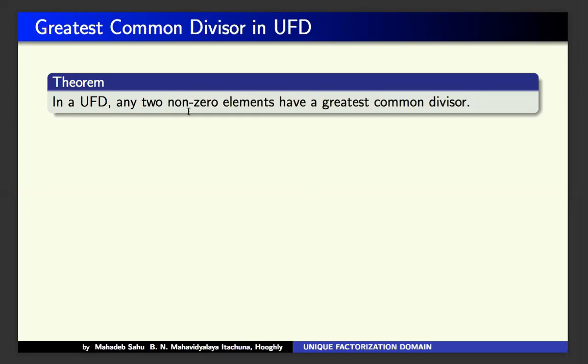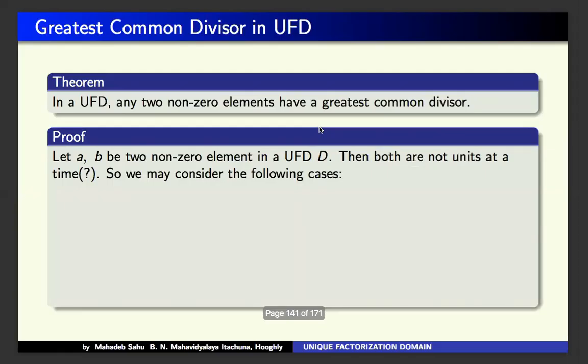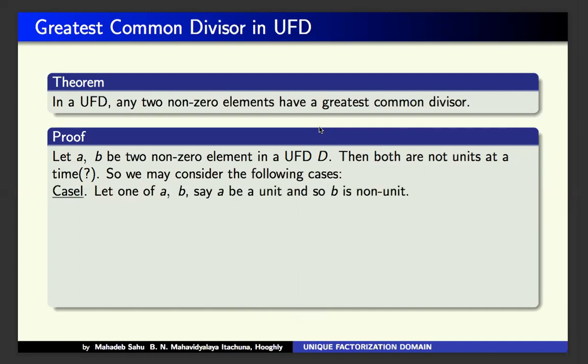In a UFD, any two non-zero elements have a common divisor. Here is the proof. Let A and B be two non-zero elements in a UFD D. Then both are not units at a time, so we may consider the following cases. Let one of A and B, say A, be a unit and B not a unit.